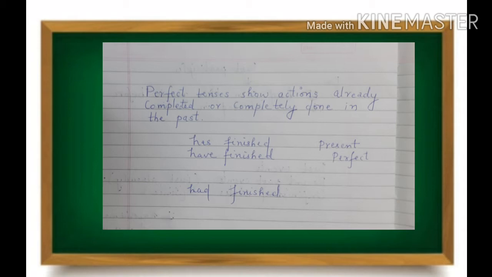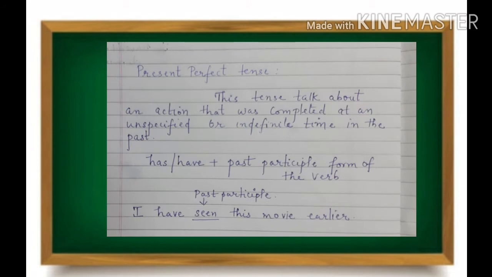In the last class I have already taught you about the past participle of the verb, right? Yes, go, went, gone means gone is the past participle of the verb go. So the third form of the verb will be coming in the perfect tenses. Have finished, has finished, had finished. So these are sentences in perfect tenses, right? Today we are going to learn about present perfect tense and past perfect tense. Do you know the difference?